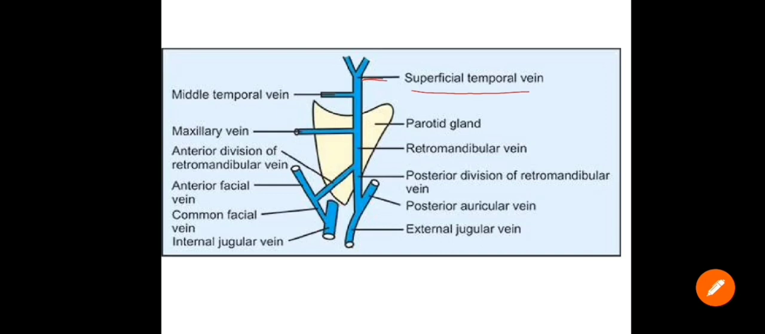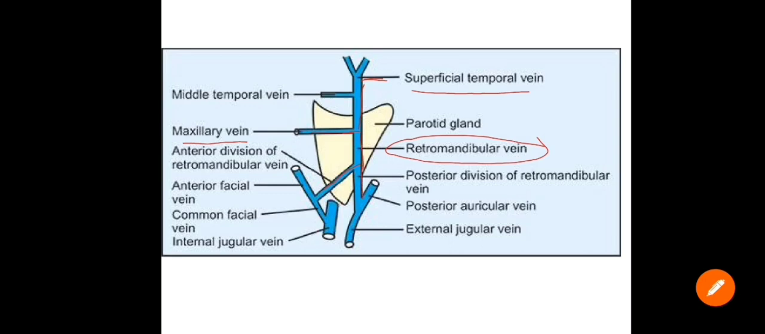Okay, superficial temporal vein and the maxillary vein here. So both the superficial temporal vein and the maxillary vein will form what is known as the retromandibular vein. Now the retromandibular vein is dividing itself into an anterior division and a posterior division.